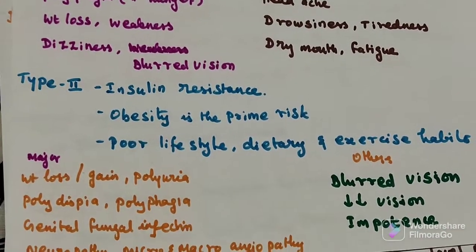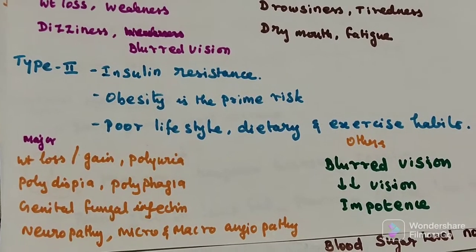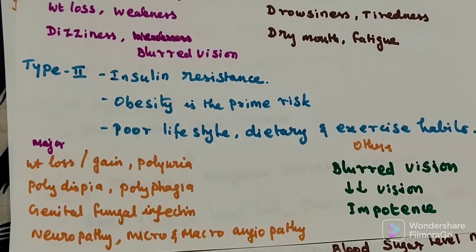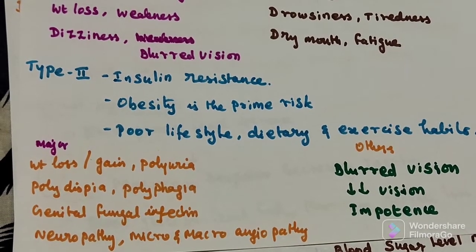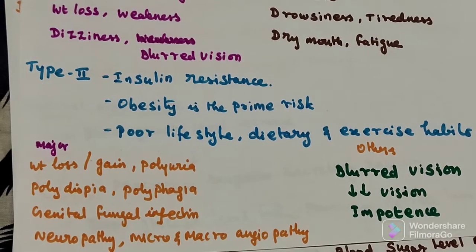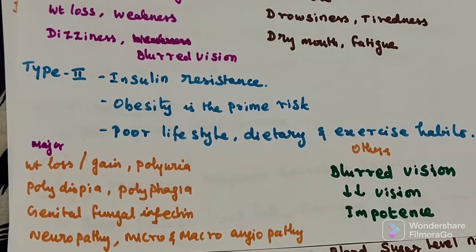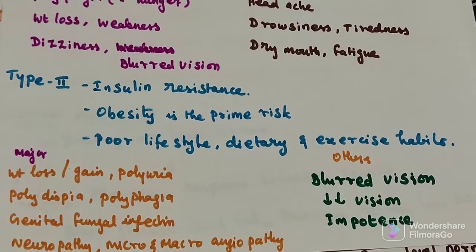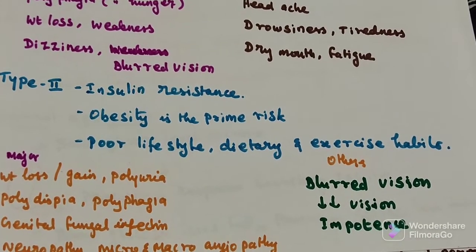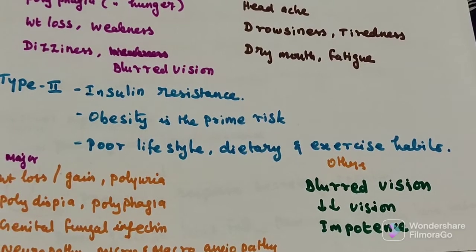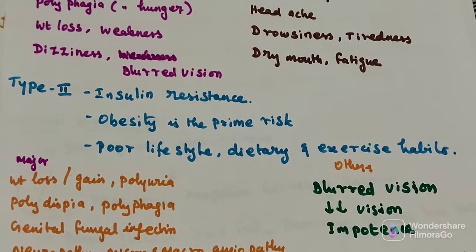Then symptoms, major symptoms: weight loss or gain, polyuria, polydipsia, polyphagia. Then genital fungal infection, neuropathy, micro and macro angiopathy. Then other symptoms are blurred vision, decreased vision and impotence.